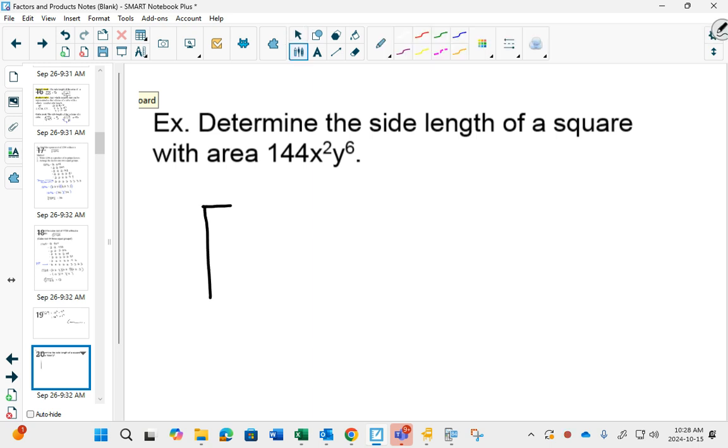We have a square. And now we've introduced algebra. The area of this square is 144x squared y 6.